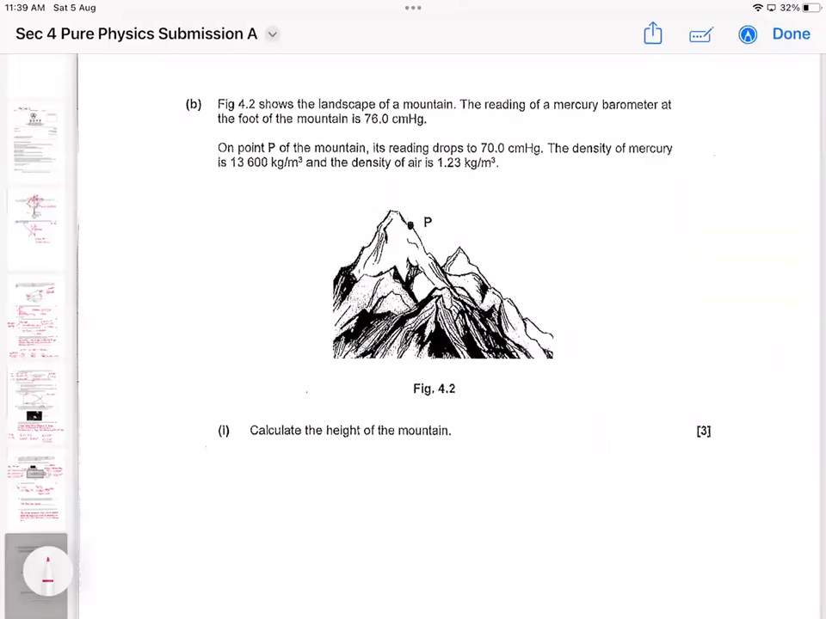I need you all to note that the question says the barometer reading at the bottom. So that means at this point, the pressure is 76 cm of mercury. Over here is 70 cm of mercury. So Tiffany, how come the higher you go, the lower the atmospheric pressure?